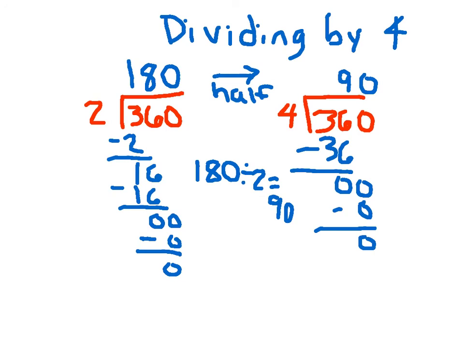So what we're going to do when we're dividing by 4 is we're just going to go ahead and divide by 2, and then we're going to go ahead and divide by 2 again. So we take 360 divided by 2, we get 180. We divide 180 by 2 again, we get 90. We get our answer there. This is a strategy and approach for dividing by 4.